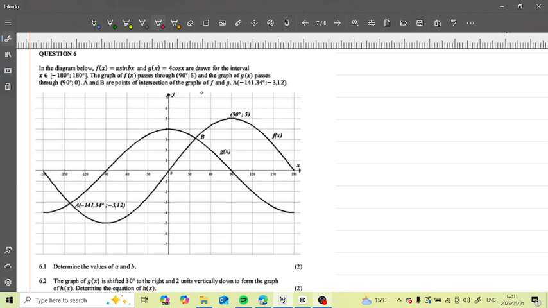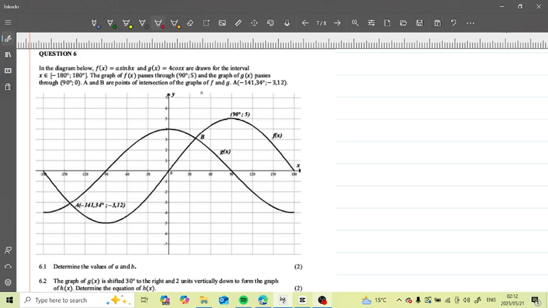So now in this video, we're going to be looking into this exam question that has to do with your trig functions. Here we're given f of x, which is a sine graph, and g of x, which is a cos graph. These are between the interval of negative 180 degrees to positive 180.